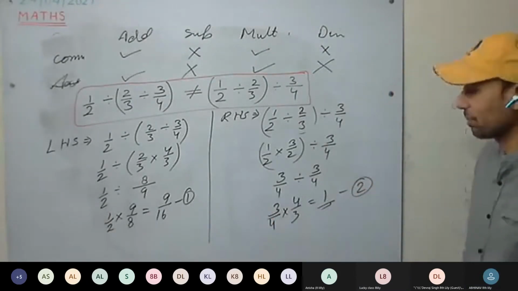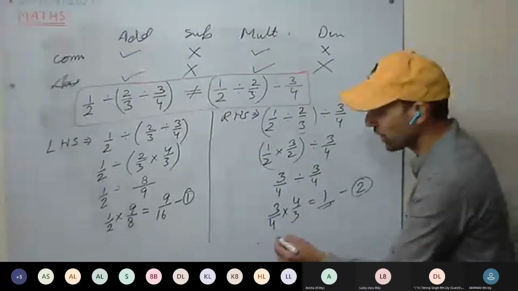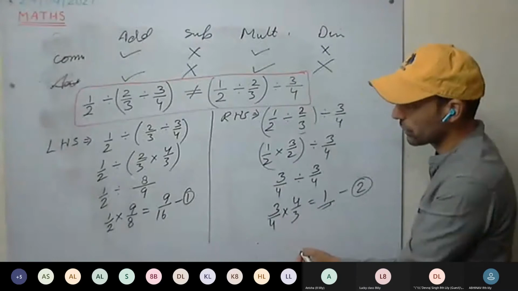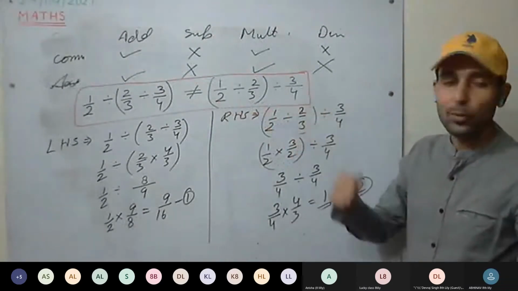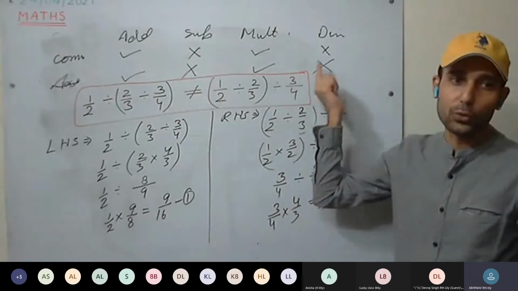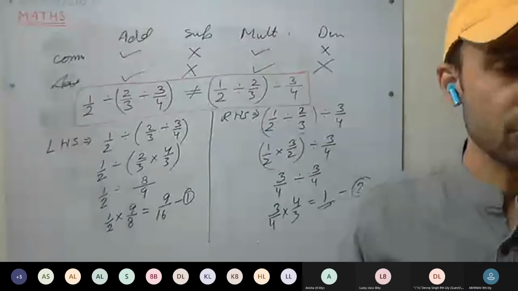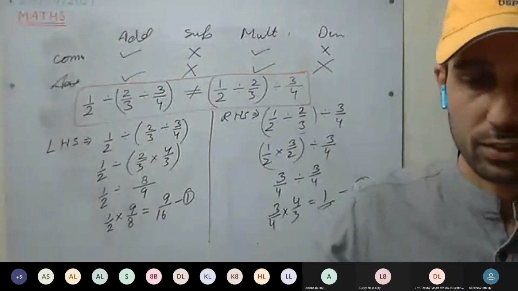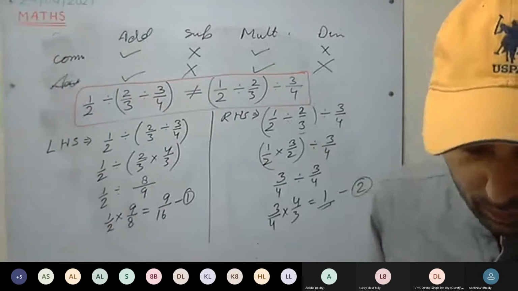Are they equal? No, sir, they are not equal. It means answer 1 is not equal to answer 2. LHS is not equal to RHS. Hence proved. What you have proved: associative property does not hold true for division. Okay.